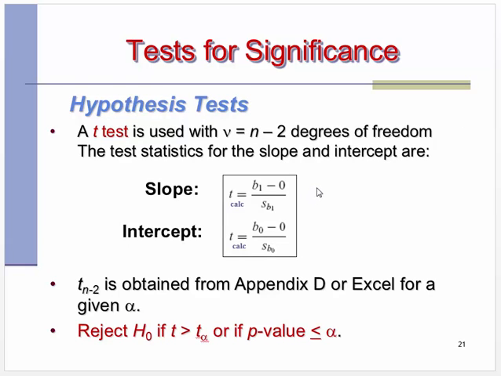A t-test is used with n minus 2 degrees of freedom to test the statistics for the slope and intercept. For the slope, the calculated t is b1 minus 0 over the standard error Sb1. For the intercept, t is b0 minus 0 over Sb0. Then the critical t with n minus 2 degrees of freedom is obtained from Appendix D or Excel for a given alpha. We can reject the null if the absolute value of t is larger than t alpha, or the p-value is less than alpha.